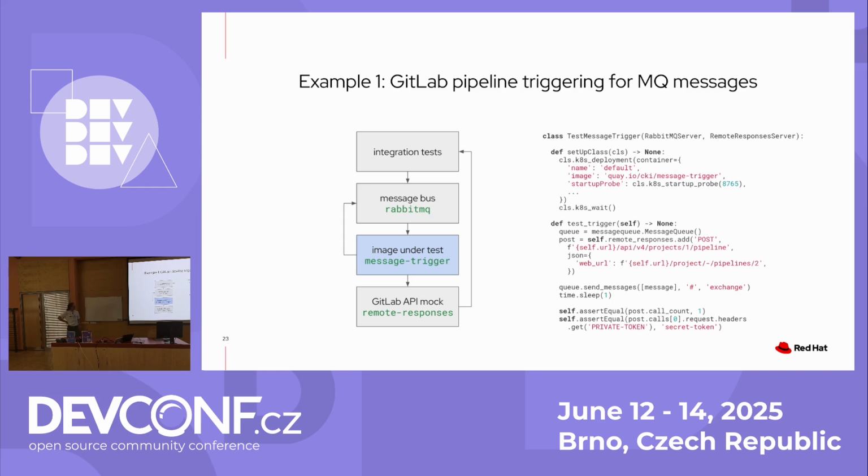You derive from 2 base classes for your Python unit test class. Say, give me a RabbitMQ server and do this in the background. And please give me also some remote response mocking thingy so that we can inspect the GitLab API requests. And once your test method runs, you have these things running. And after your method is done, it kills all the namespaces, all the resources from the cluster. And then you're okay. You need to deploy your service under test in the setup method. And then basically, the code looks like unit testing code.